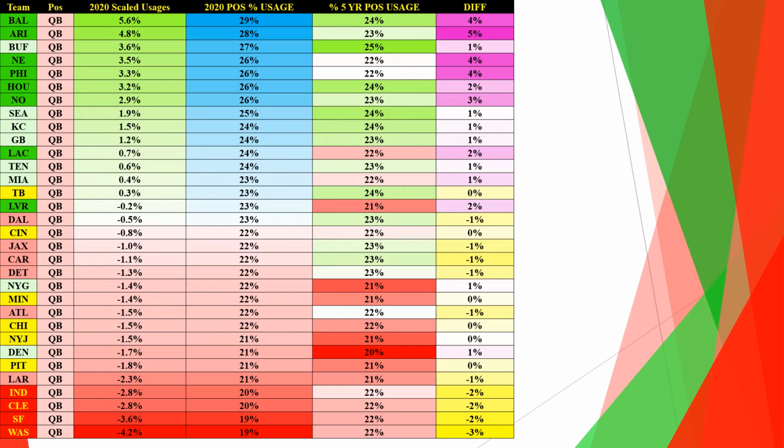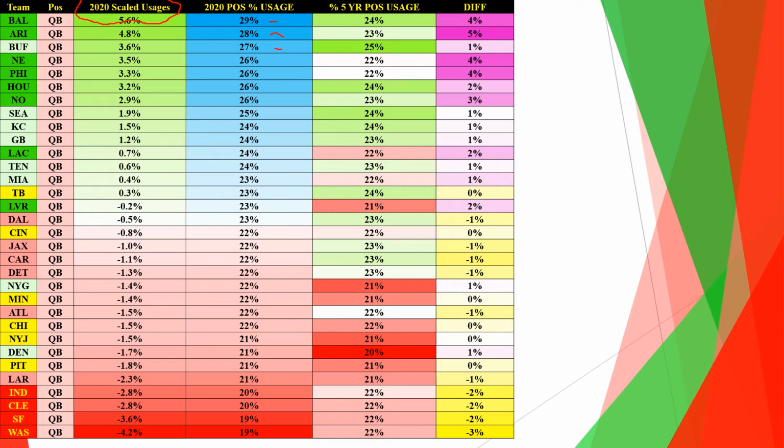So what I did is I added this column right here. Okay, 2020 scaled usages. And notice these numbers seem to be in the same trend, but different. What I did was took the 2020 average across the league and subtracted that from all these numbers. And what you get are these numbers. So Baltimore was 5.6 above the league average, Arizona 4.8, Buffalo 3.6.